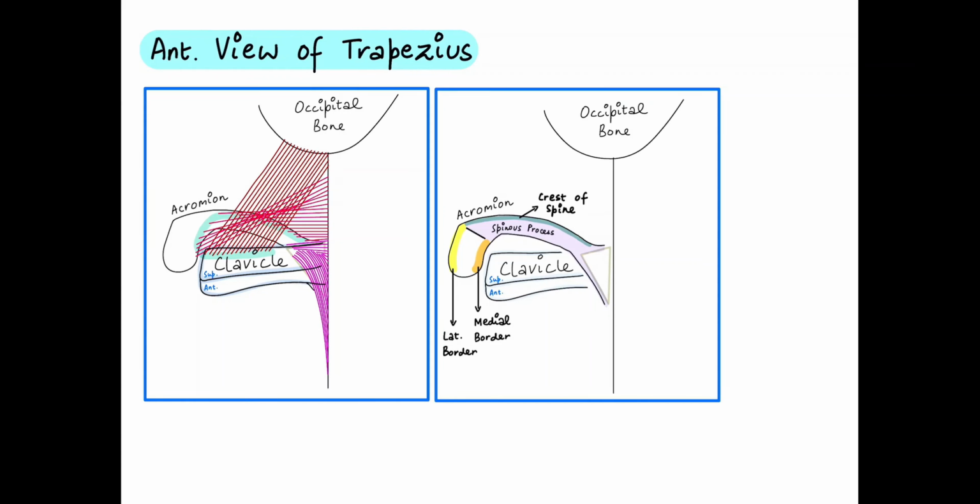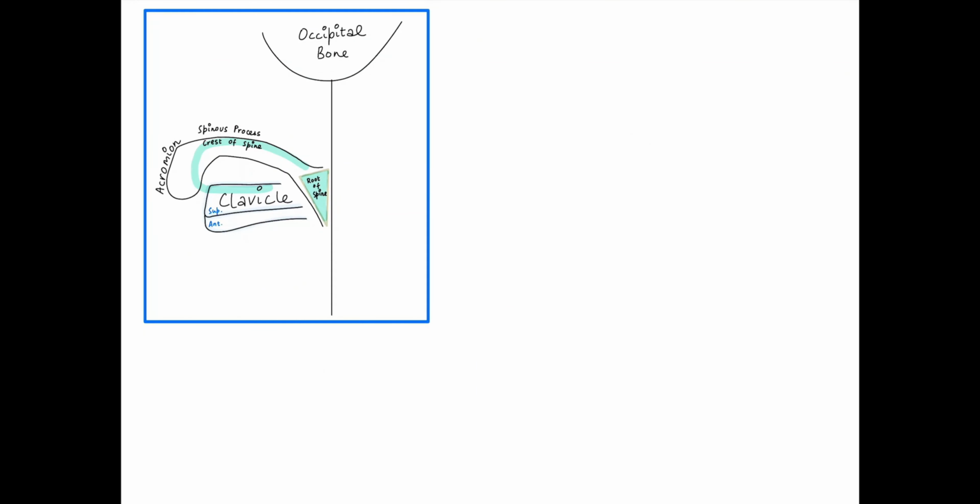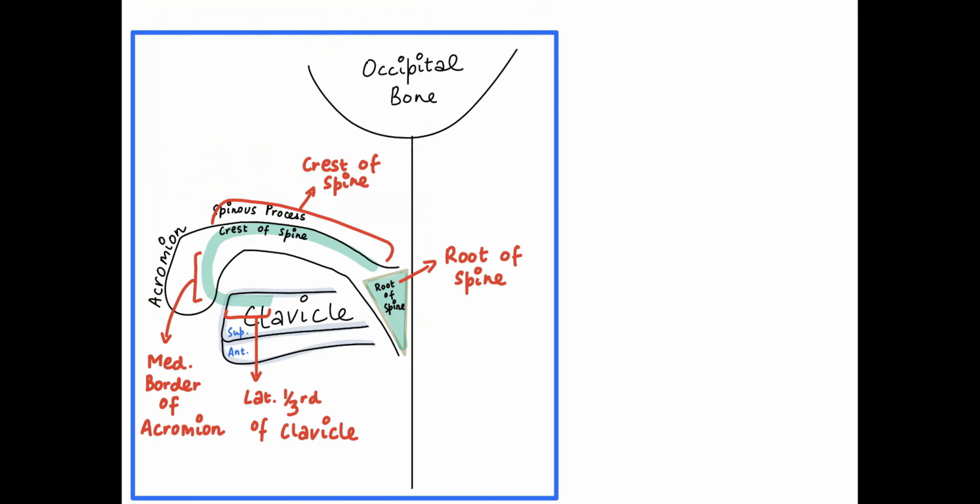Acromion is actually the terminal bulbous extension or continuation of the spinous process. Spinous process originates from a triangular area along the medial border on the dorsal surface of the scapula, which is called the root of spine. With this brief look at the bony landmarks related to trapezius, we are now in a better position to look at the insertion of trapezius. It inserts at the lateral 1/3 of clavicle, medial border of acromion, crest of spine, and the root of spine, thus forming a J. So this is the J-shaped insertion of trapezius.